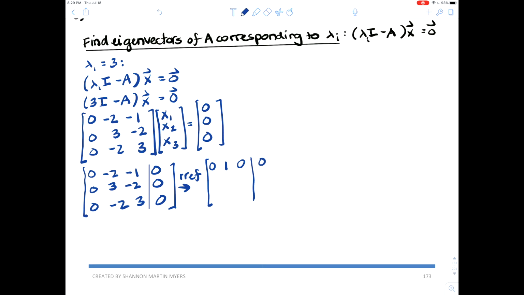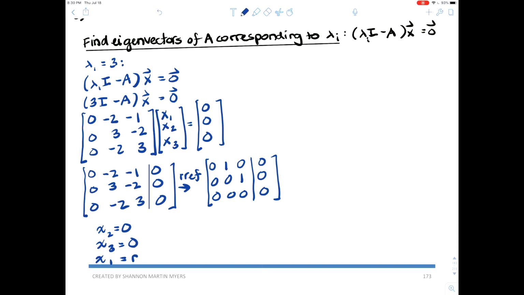0, 0, 0, 1, 0, and then a row of zeros. And then what will we have? So what does that mean? That means that, beautiful, x2 is equal to 0, x3 is equal to 0, and what about x1? It didn't show up there, right? So isn't x1 just going to be a free variable? So why don't we say x1 is equal to r? Good so far? All right.